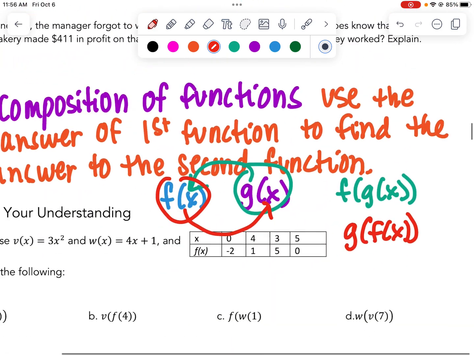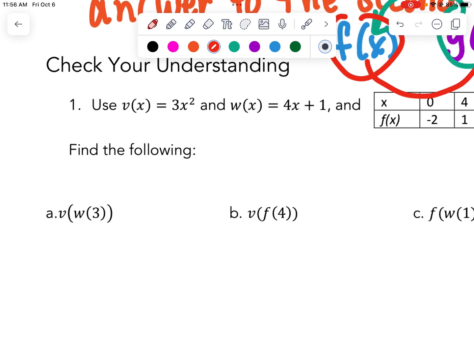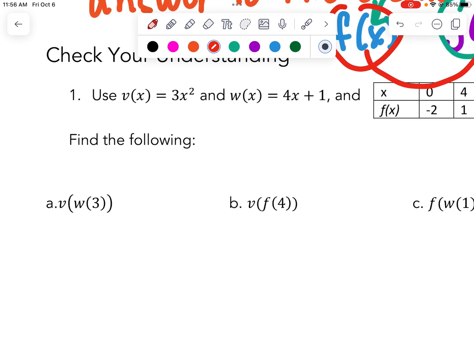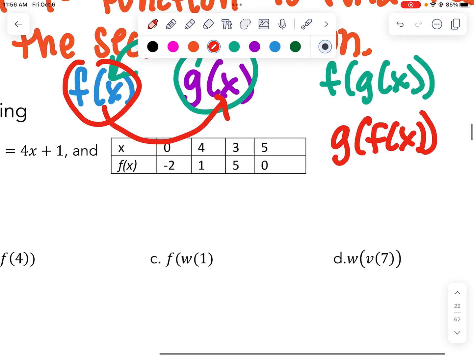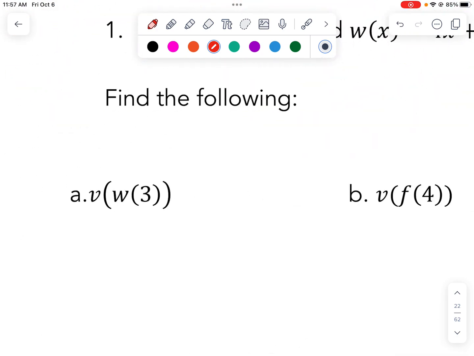Okay, so again, we're going to take a look at how do you do this? How do you find a composition of functions? So let's try it. Let's plug the answer of one function into the other. So let's say the first function, v of x, is 3x squared. The second one, w of x, is 4x plus 1. And our last function, f of x, is this table of values. Can we find v of w of 3?